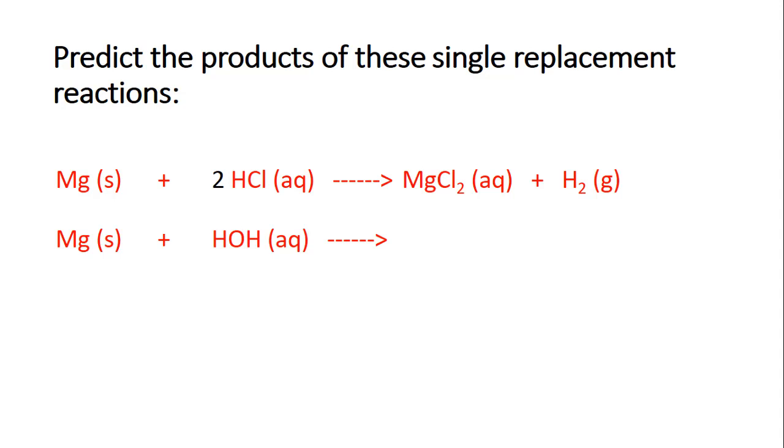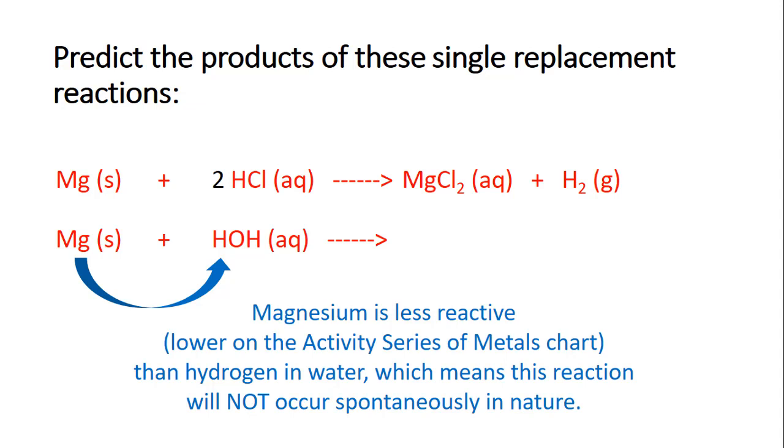In this particular instance, though, when we look at the chart, we find out that magnesium is actually lower on the chart, meaning it is less reactive than the hydrogen that we find in water. That means it does not have the ability to kick out the hydrogen, and therefore this chemical reaction will not react. Again, the magnesium was less reactive than the hydrogen you find in water. This will not spontaneously occur.